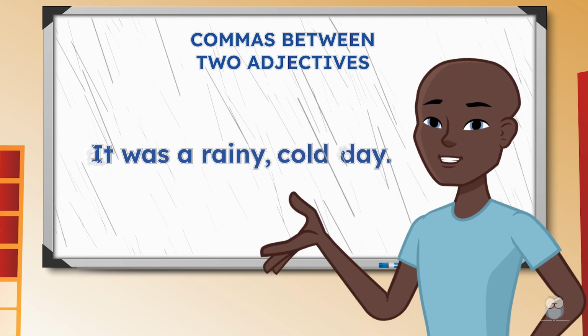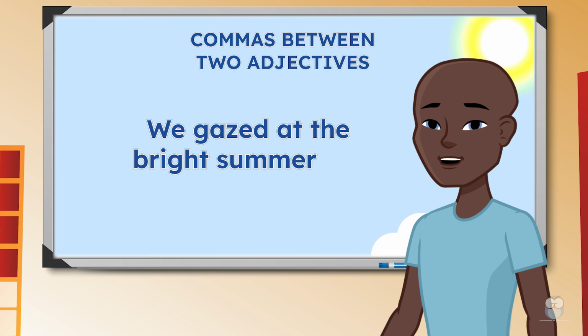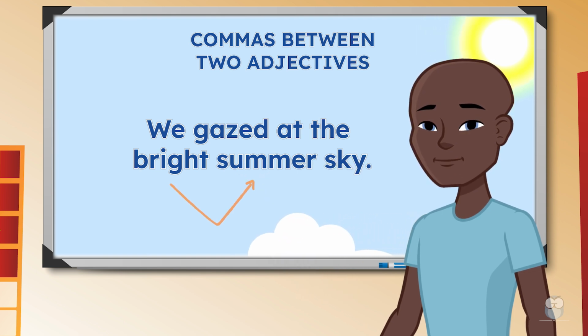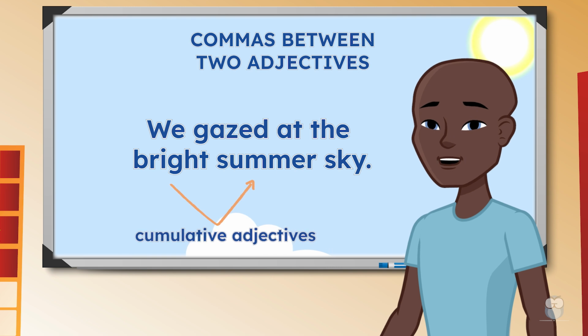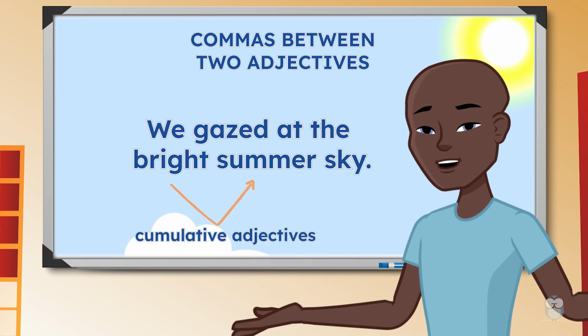Now check out this sentence. We gazed at the bright summer sky. In this sentence, we don't put a comma between bright and summer because these adjectives are what we call cumulative adjectives. It's when one adjective builds upon the other adjective to describe the noun.